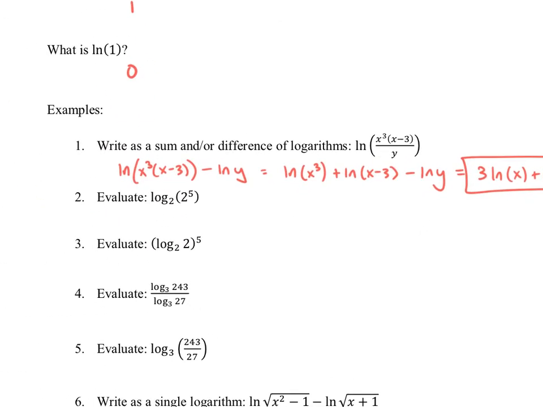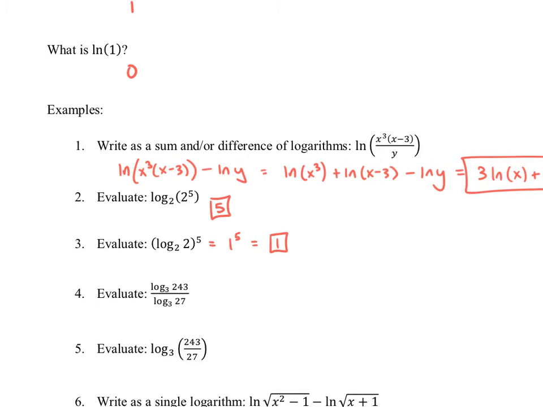For number 2, this is one of the properties that we had. That's just 5. Number 3, super similar to number 2, but those parentheses change everything. Log base 2 of 2 is 1. So this is the equivalent of 1 to the 5th power, which is 1.